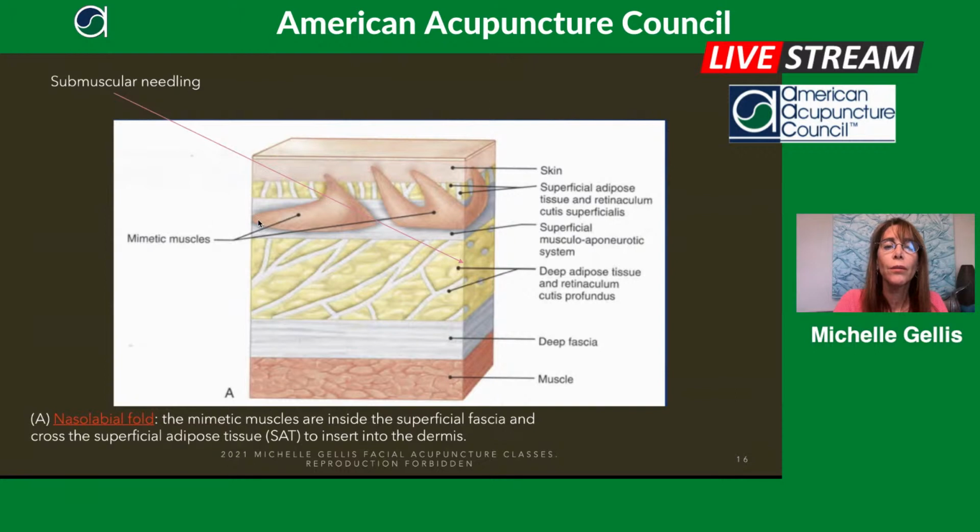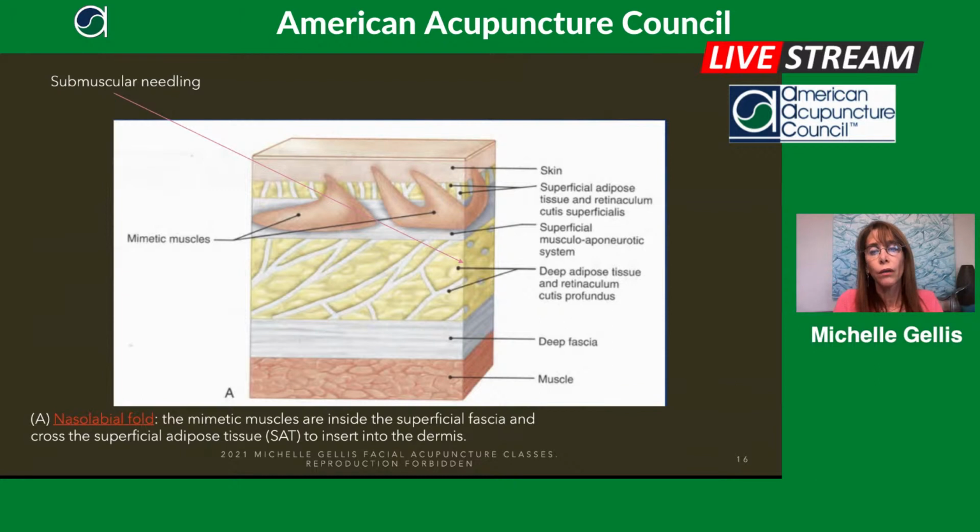You get underneath the mimetic muscles, and you're going to needle right through and down. And this can help get into the superficial fascia and then into some of the deeper fascia, depending on which part of the face you're working on. And you would insert a few needles underneath the muscle, depending on what part of the face you're working on.